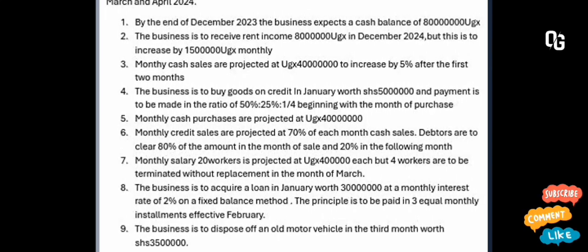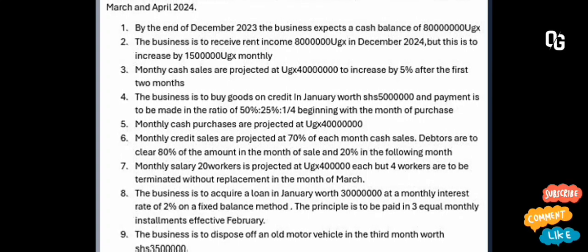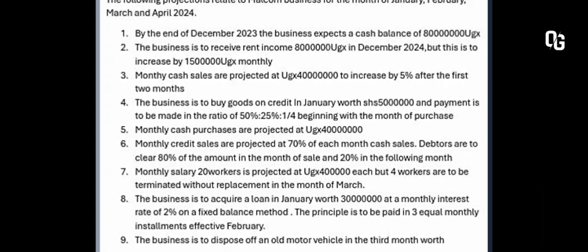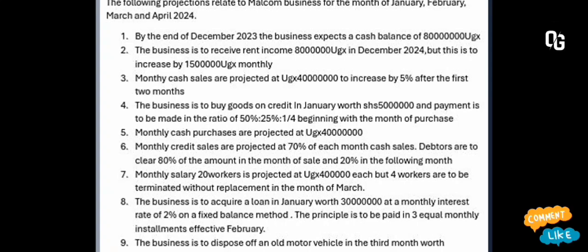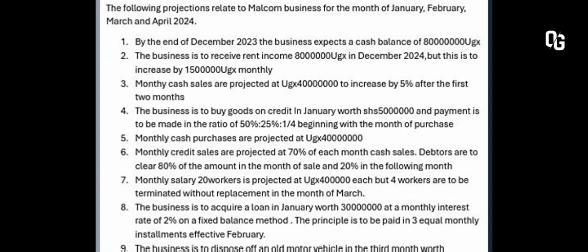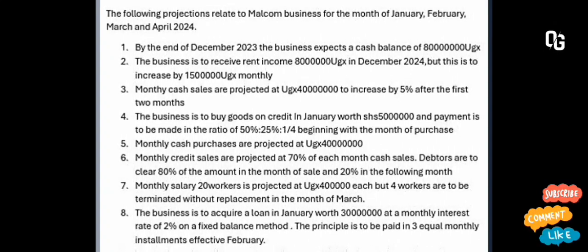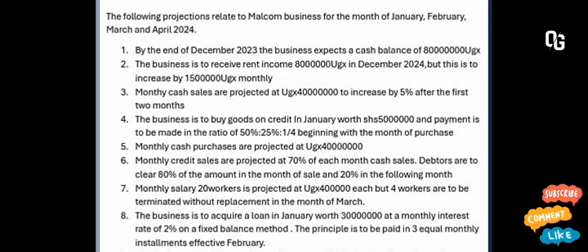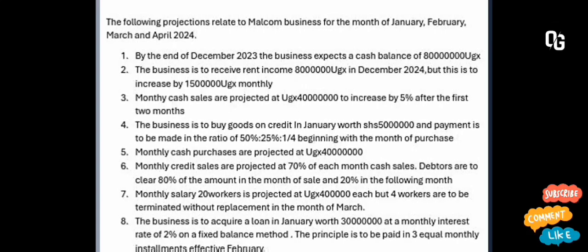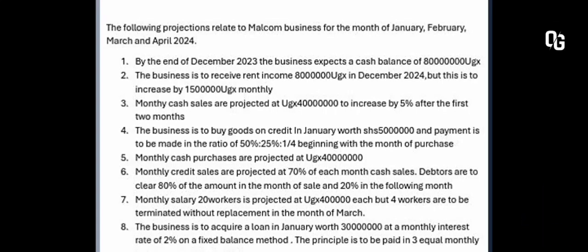Part 6 says monthly credit sales are projected at 70% of each month's cash sales. Debtors are to clear 80% of the amount in the month of sale and 20% in the following month. So what this means is the monthly credit sales are projected to be 70% of each month's cash sales. So we're going to pick up our calculators and calculate 70% of the cash sales of each month and record those values aside somewhere. Those debtors, the people that owe us that money, are to clear 80% of the amount in the month of sale.